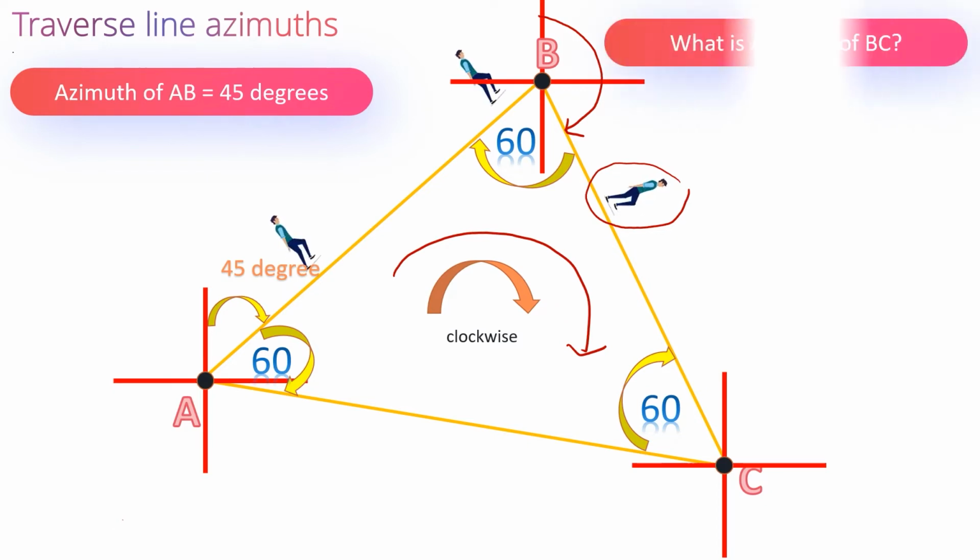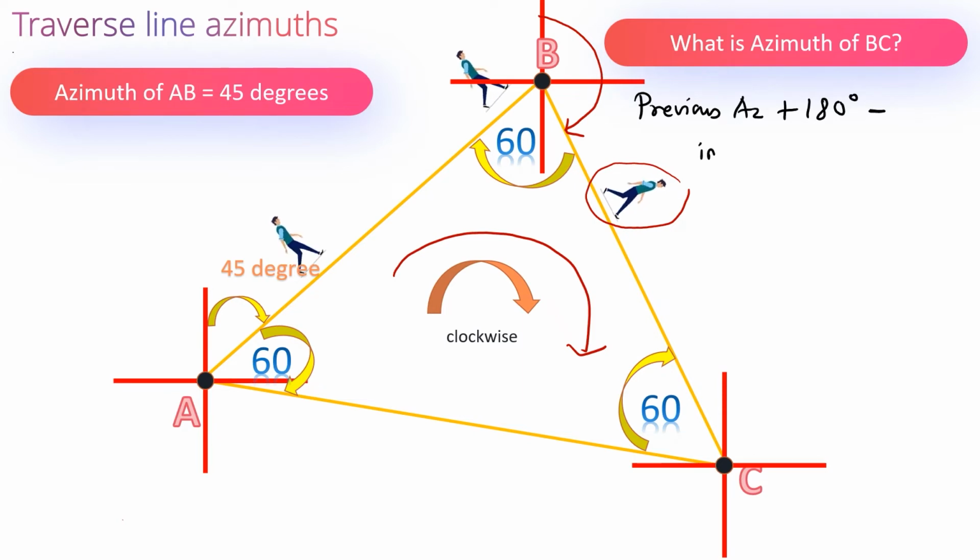So how do we find the azimuth of BC? We use this equation. The azimuth of BC is given by the previous azimuth plus 180 degrees, and you subtract the interior angle at B. I see that most of the students are confused about what angle to take. You always take the interior angle at the starting point of the line. Here the starting point is B, so I'm taking the interior angle at this point B.